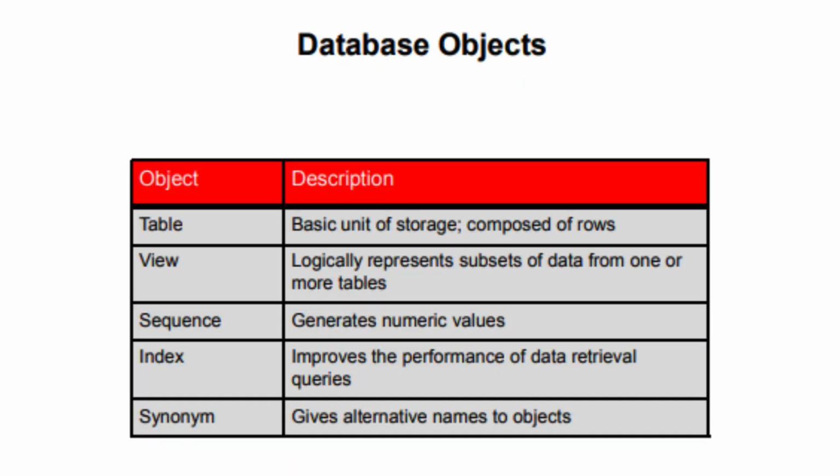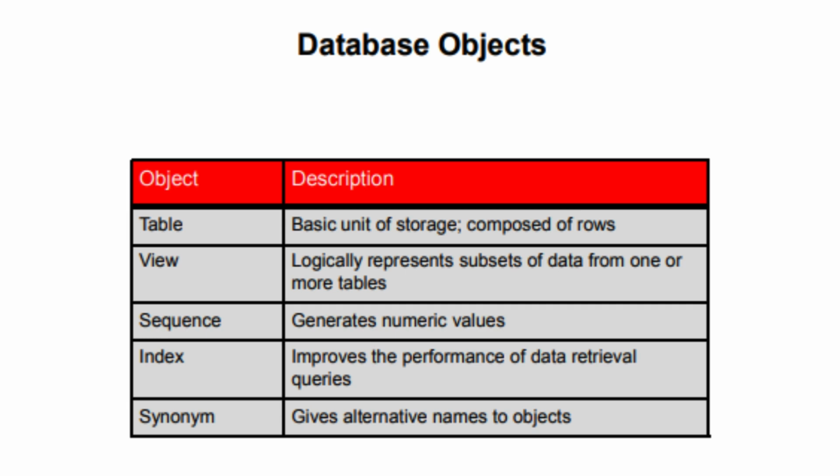There are several other objects in a database in addition to tables. With views, you can present and hide data from the tables. Many applications require the use of unique numbers as primary key values. You can either build code into the application to handle this requirement or use a sequence to generate unique numbers.